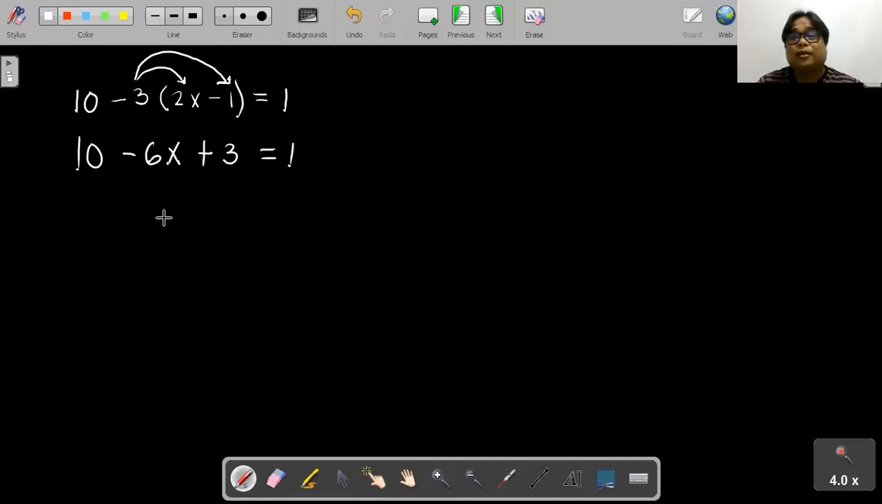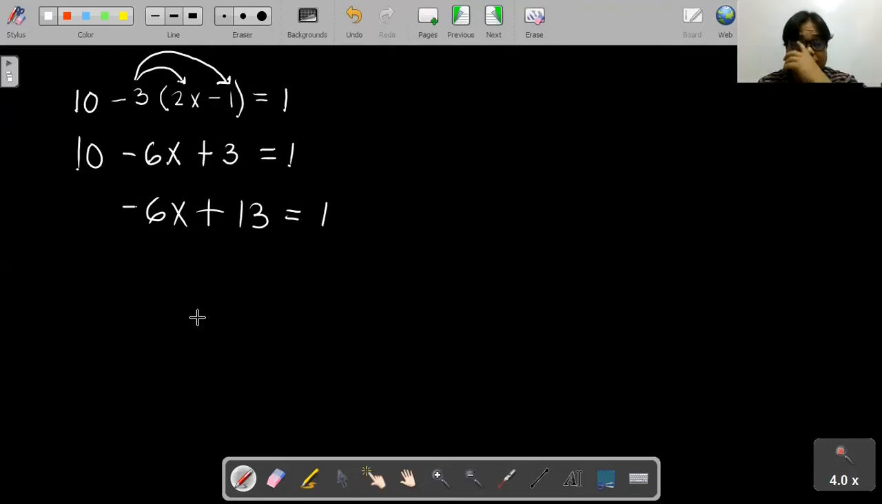Now, investigate whether there are terms that can already be combined. It just so happened that on the left side you have 10 and 3, which are both constants, and you can already combine them. So 10 plus 3, you get 13. So it becomes negative 6x plus 13, right? Equals to 1. The next thing to do is this.